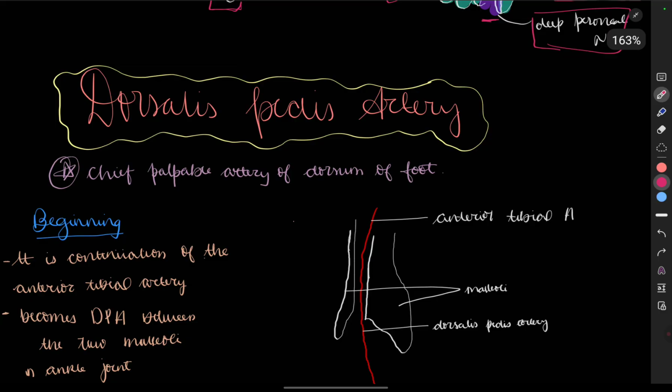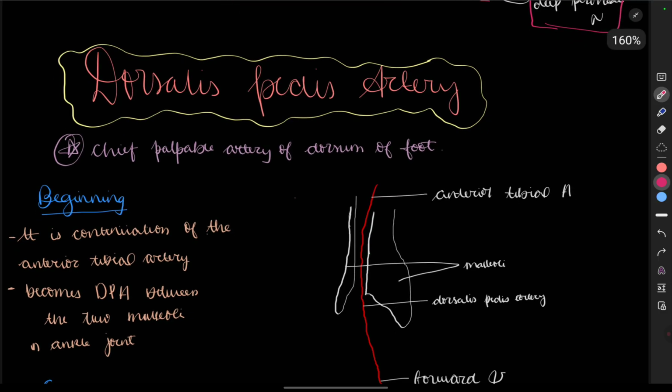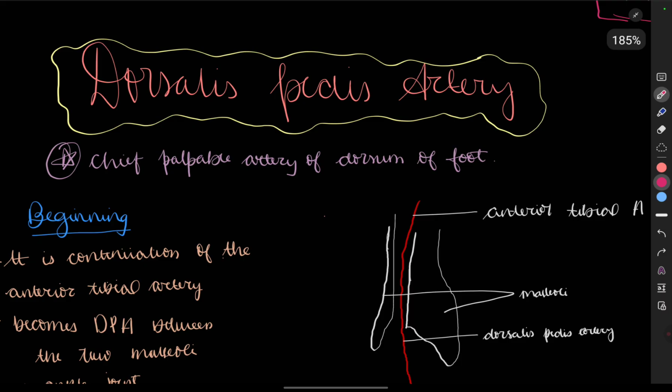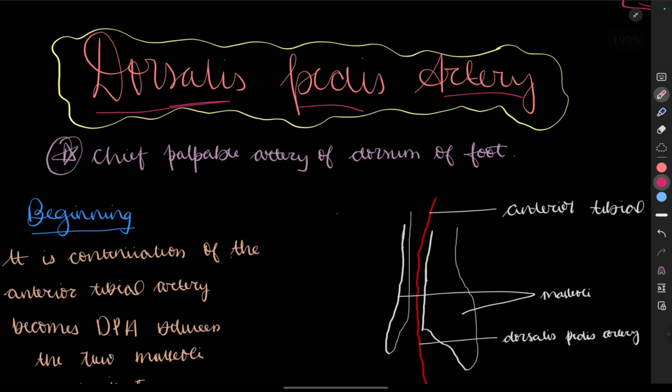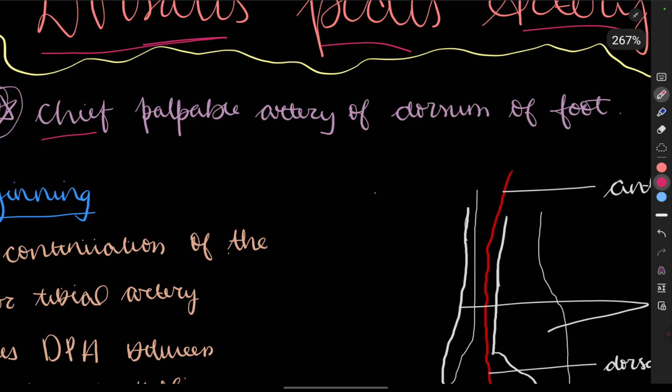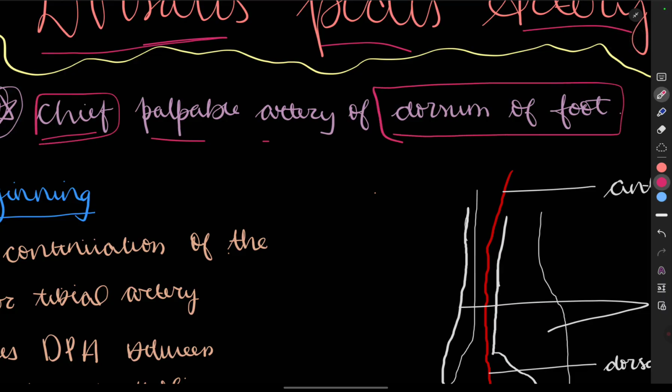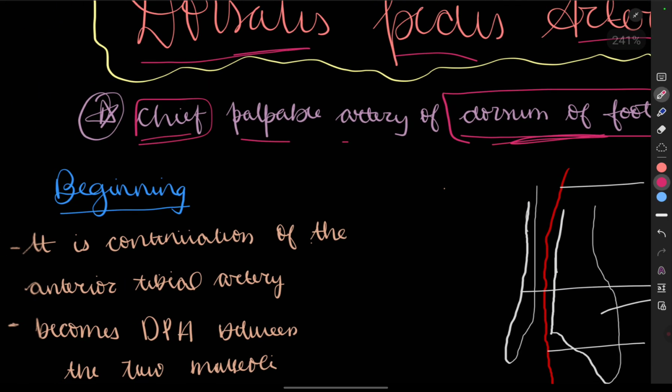Now the most important artery in the dorsum of the foot is the dorsalis pedis artery. It's in the name itself, the dorsalis pedis artery. It is the chief, palpable artery of the dorsum of the foot.